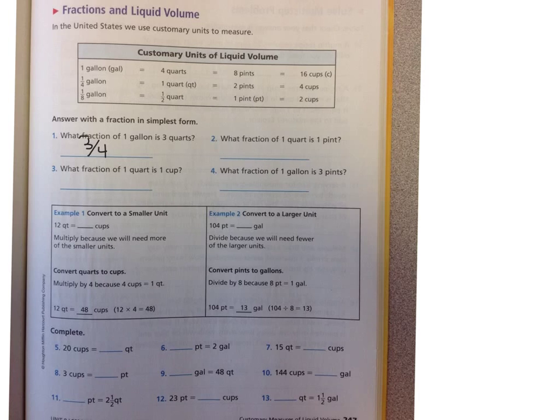Next one, number 2, says what fraction of 1 quart is 1 pint? Okay, so I know the top number is going to be 1 because they're asking about 1 pint. But if you come up here to find 1 quart, here it is. 1 quart is 2 pints. So what fraction is 1 pint? It would be 1 out of 2. The whole right there.